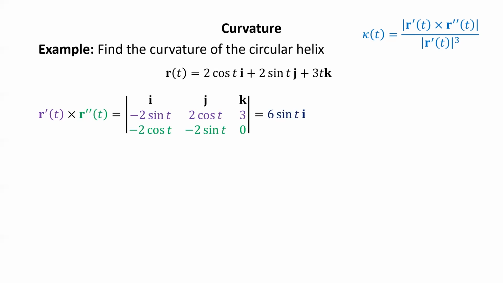Okay, so let's evaluate this. The i component is 0 plus 6 sine t. For the j component, we get negative 6 cosine t minus 0. And for the k component, we have 4 sine squared t plus 4 cosine squared t. We could factor out the 4 and use the Pythagorean identity to get 4 times 1, which is 4. So we get 4k.